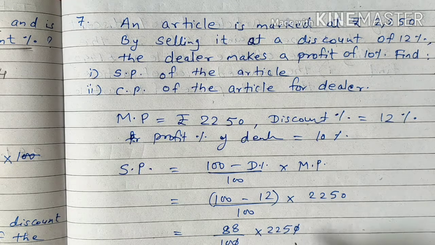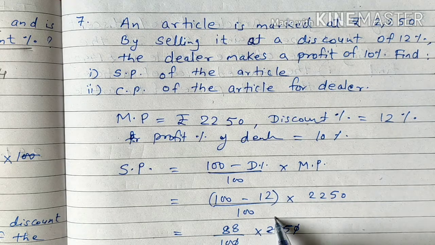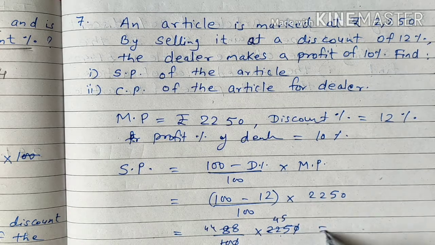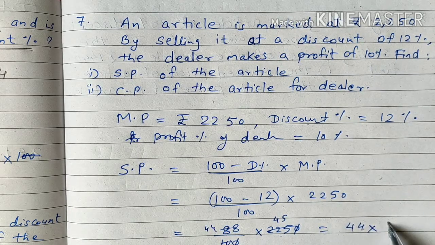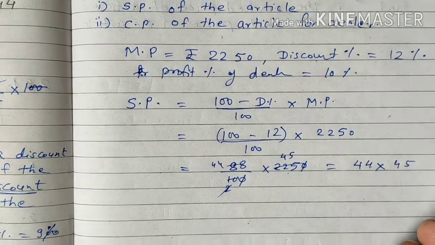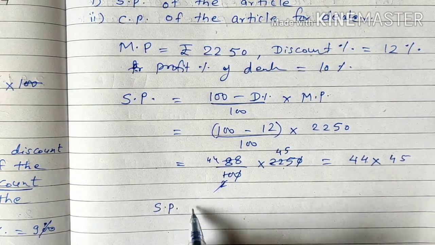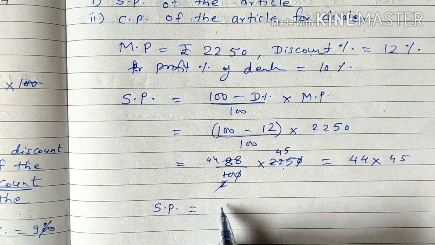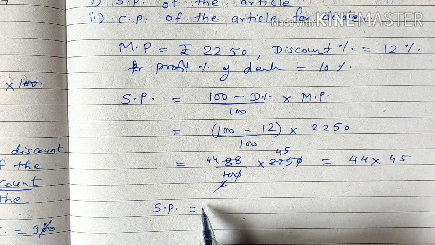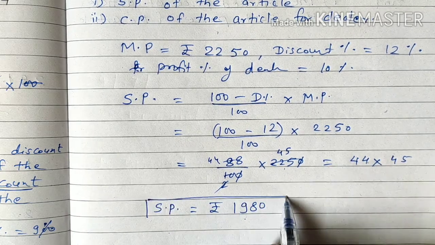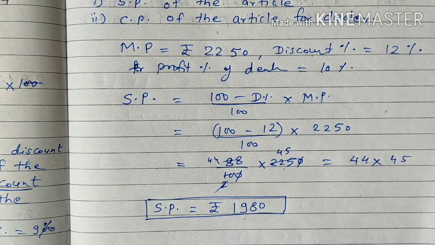Then 5 4s are 20, 5 5s are 25, and 5 2s are 10, 2 1s are 2, 44. So it is 44 multiplied by 45. 44 multiplied by 45 is rupees 1980. This is the selling price.